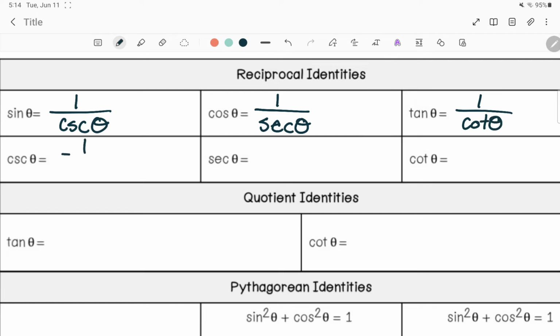Cosecant theta is equal to 1 over sine theta. Secant theta, if you've guessed by now, is equal to 1 over cosine theta. And that means cotangent theta is the same thing as 1 over tangent theta.